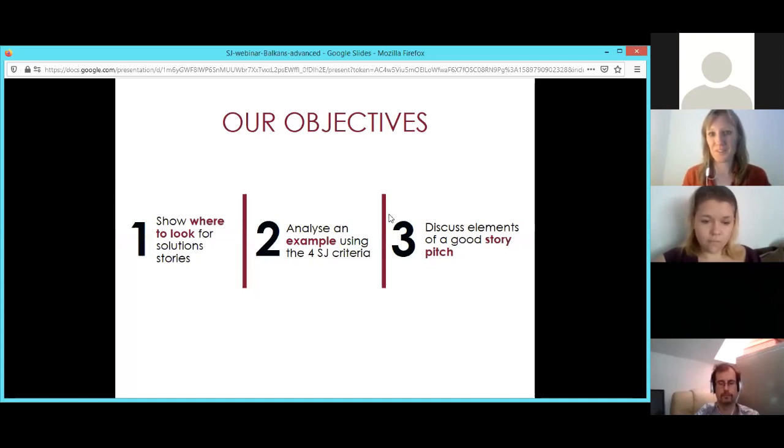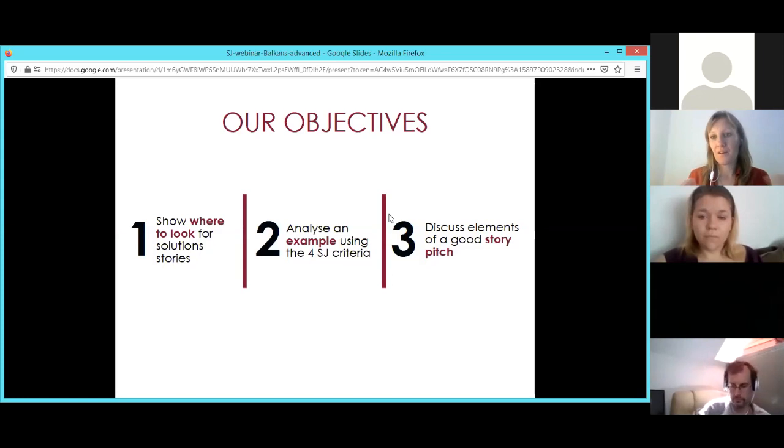We have again objectives for this session. We would like to look at where you can look for solution stories, because last time we were talking about what solutions journalism is, what it isn't, and so on. This time it will be more about in-depth and more practical things to share with you. We will also analyze the story we shared with you ahead of this meeting. I hope you had the chance to read it. It will be very good because you will work with it right now. And we will go more in depth about those 4 criteria we were presenting last time.